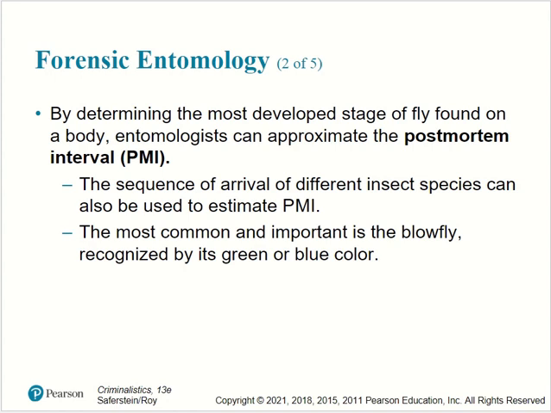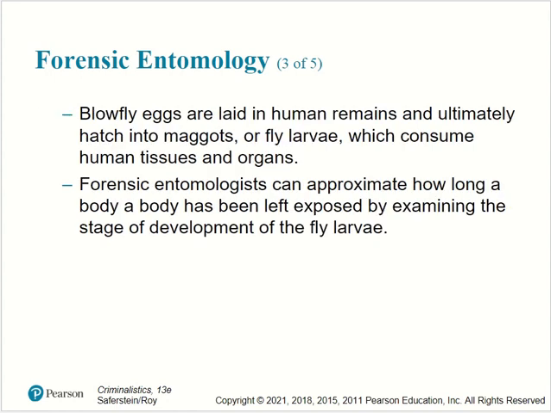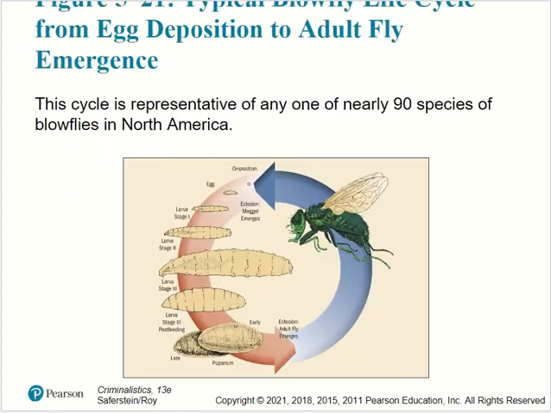The most common and important is the blowfly, recognized by its green and blue color. Blowfly eggs are laid in human remains and ultimately hatch into maggots, or fly larvae, which consume human tissues and organs. Forensic entomologists can approximate how long a body has been left exposed by examining the stage of development of the fly larvae.